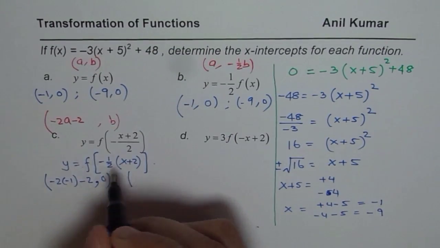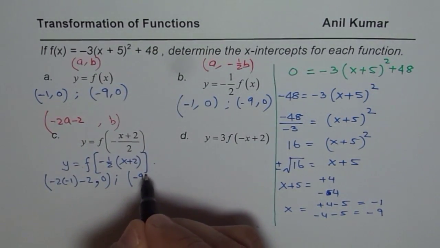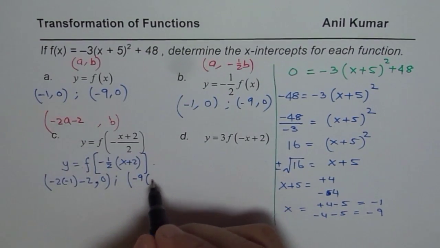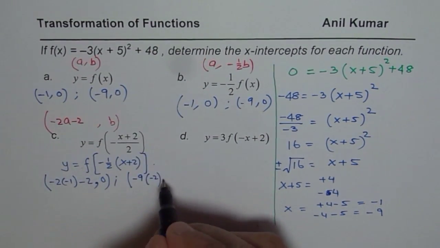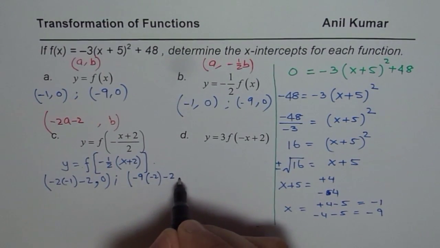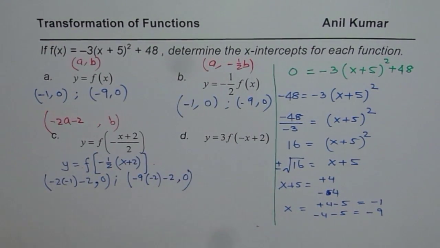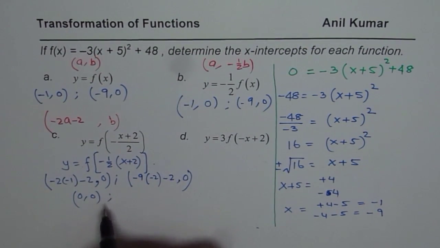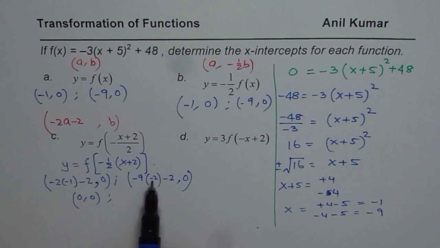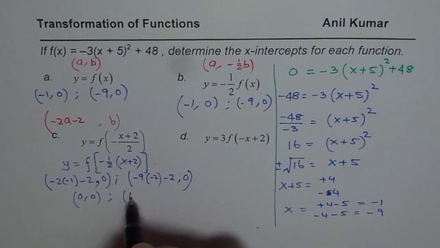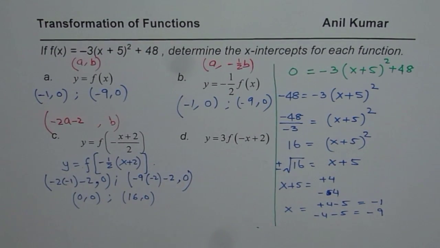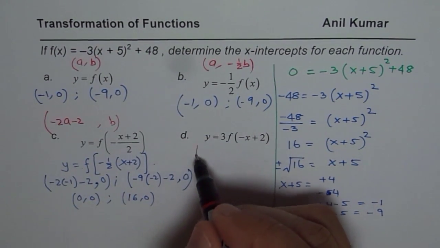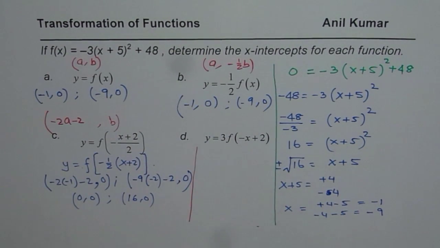For the second point, we have minus 9 times minus 2, minus 2. So that is the x value, and the y value will be 0. It is an x-intercept, right? Let's calculate. Minus 2 times minus 1 is plus 2, minus 2 means 0. So it comes at the origin itself. The other point here will be 9 times 2 is 18, and you get minus 2 gives us 16. So the other intercept is at (16, 0). I hope you understand now, right? Now let's do this one.